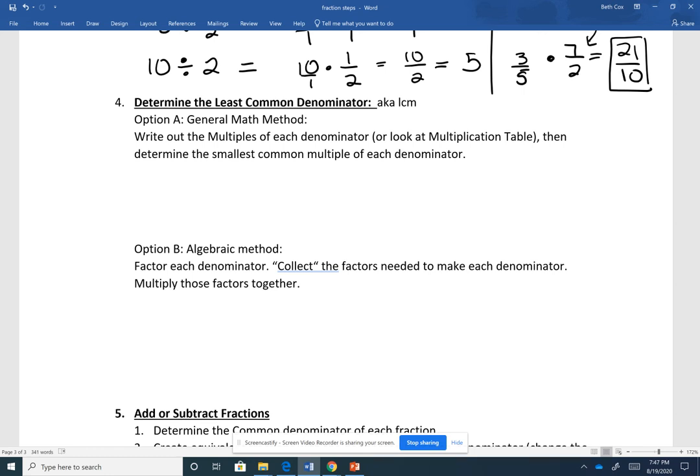Tired, y'all. We'll come back. Take a break. We're going to come back and do common denominator and add and subtract fractions.